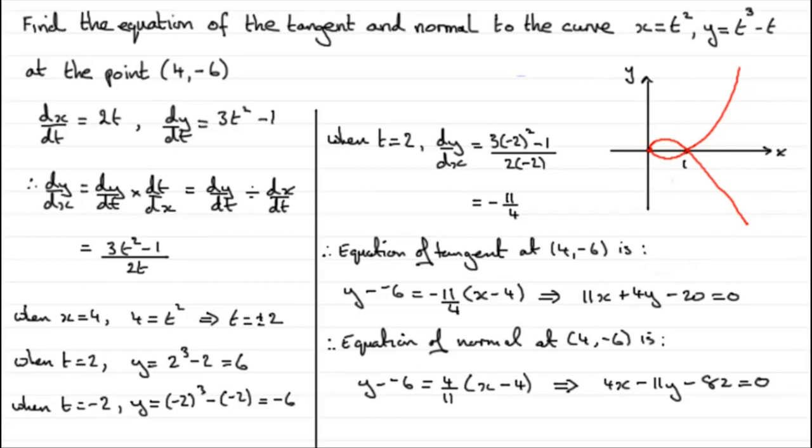Now the point that we were doing, the point (4, minus 6), was down here. So that was our point (4, minus 6). And when we had our equation of a tangent, we had a line something like this. And the normal would have been a line at right angles. Okay, so I hope that's given you some idea of how we can do this even though we didn't have a sketch of the curve.